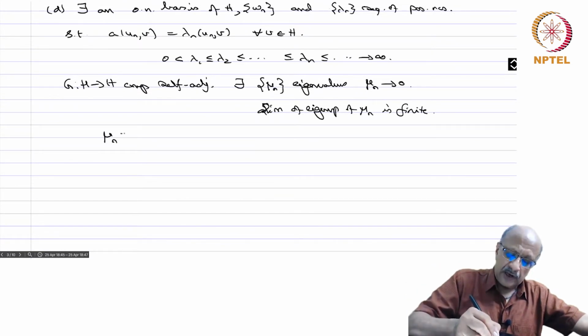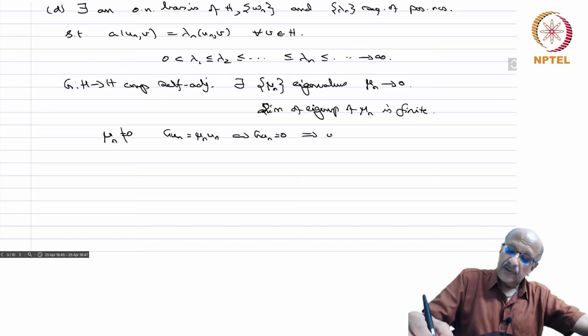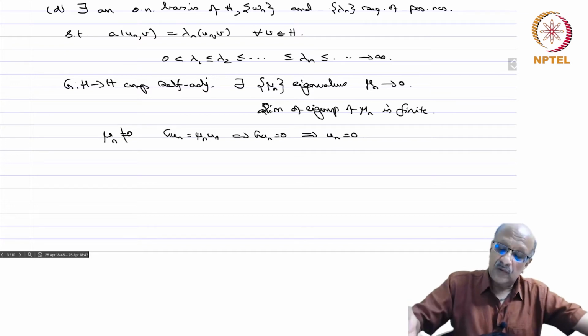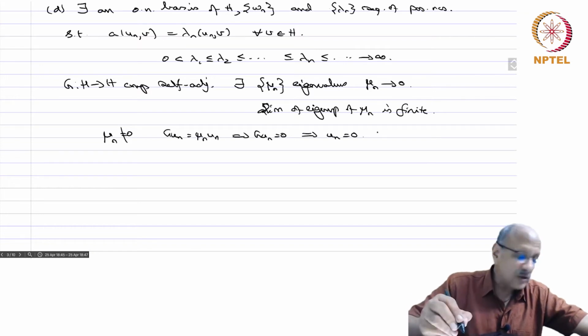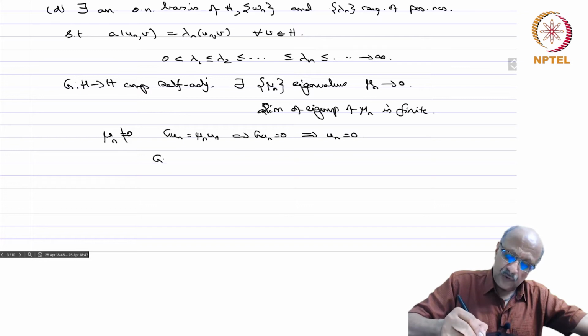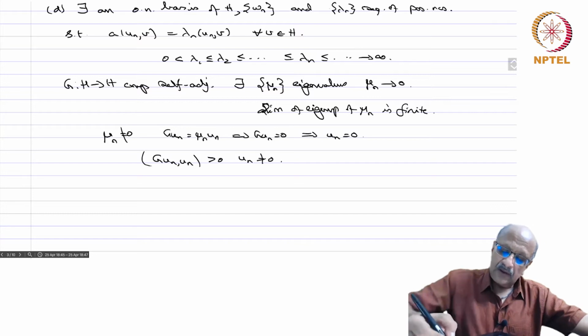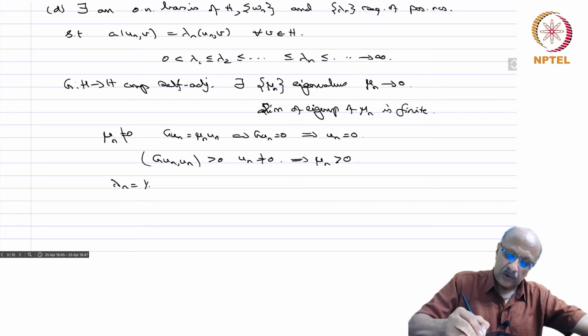Now mu n is not equal to 0, because if mu n were 0, you would have g of un equals mu n un, which implies g of un equals 0, and that implies un equals 0, because g of f equal to 0 we know implies f equals 0. Therefore mu n cannot be 0. Also g of un is strictly positive if un is not 0, and therefore all the mu n's are strictly positive. Therefore you put lambda n equals 1 by mu n.